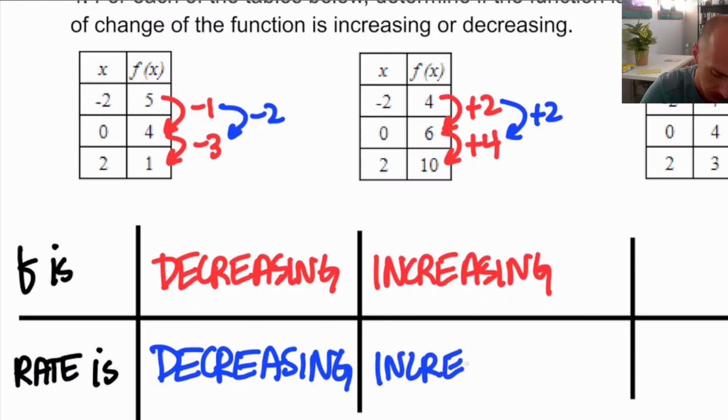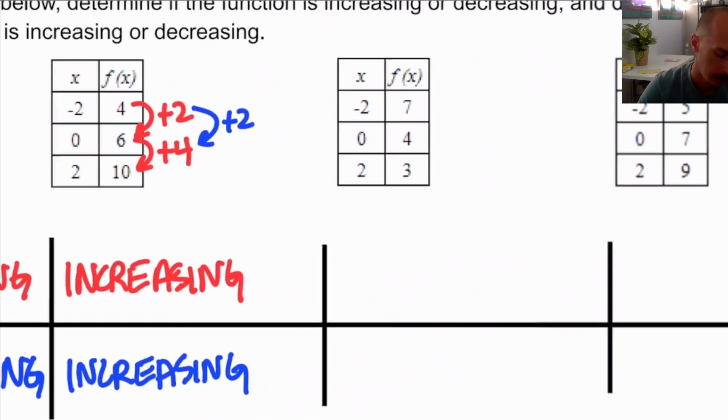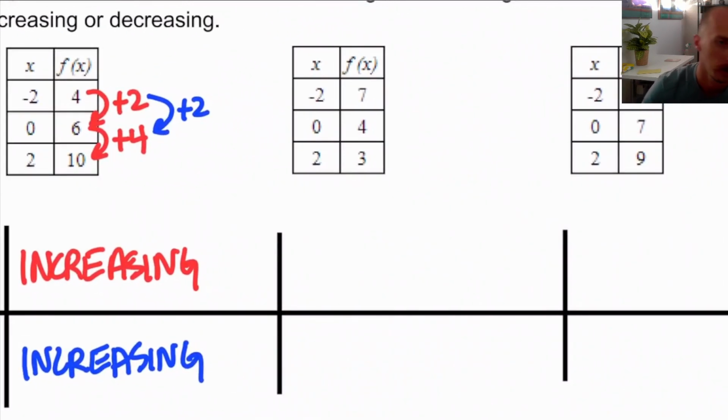And we would say that f was increasing at an increasing rate. Right, let's keep it going. So 7 down to 4 down to 3. Right, so first I subtracted 3 and then I subtracted 1. Okay, I'm seeing a negative rate of change, so that means the function is decreasing.